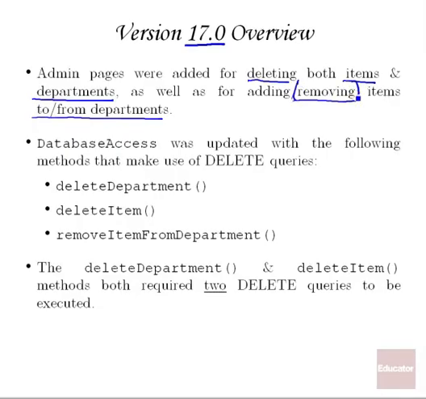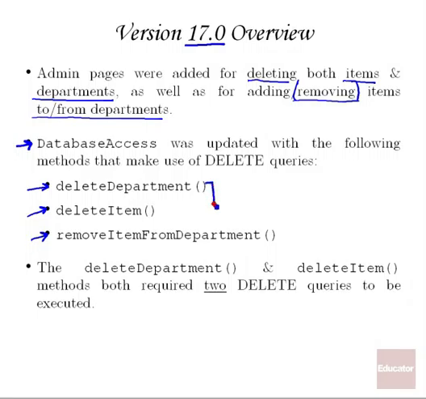To do this, we're going to be making three new scripts, which are going to be called delete department, delete item, and remove item from department. Correspondingly, they're going to have corresponding methods that we're going to be creating in database access that's going to make use of delete queries. So we're going to have a delete department method that's going to delete a department from the database. We're going to have a delete item method that's going to delete an item from the database, and then we're going to have remove item from department, which is going to allow us to, as the name implies, remove an item from a department.